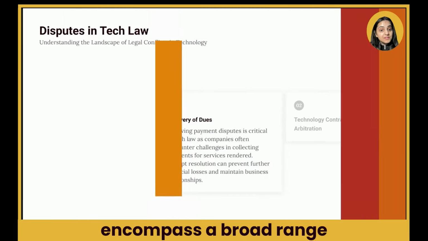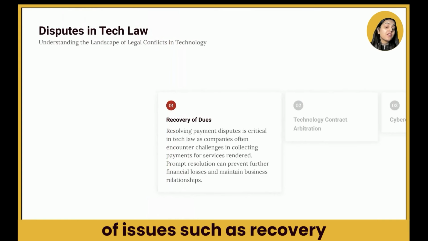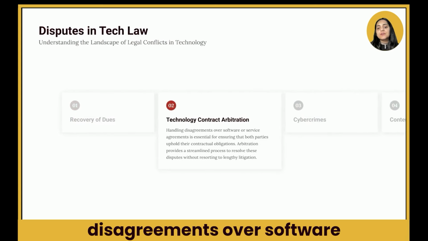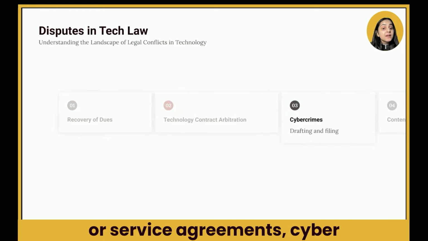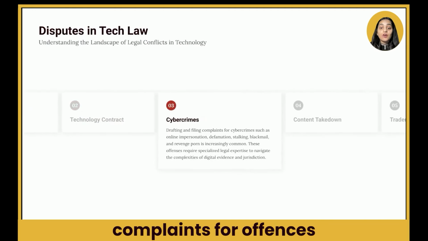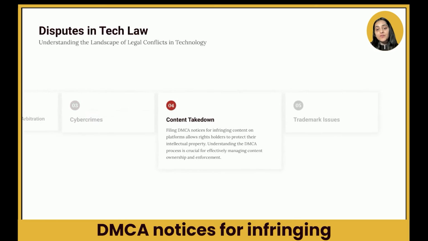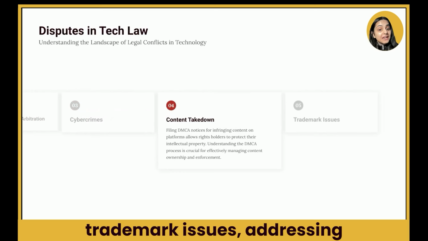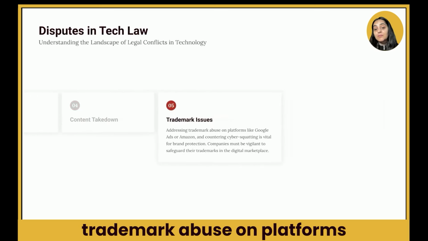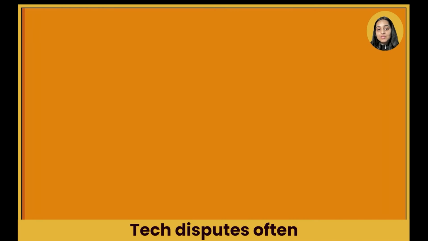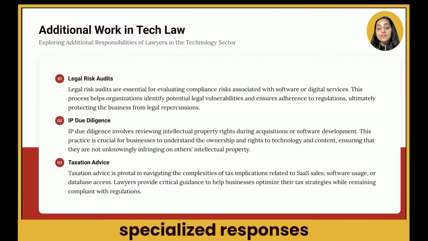Disputes in tech law encompass a broad range of issues, such as recovery of dues, resolving payment disputes, technology contract arbitration, handling disagreements over software or service agreements, cyber crimes, drafting and filing complaints for offenses like online impersonation, defamation, stalking, blackmail, and revenge porn, content takedown, filing DMCA notices for infringing content on platforms, and trademark issues, addressing trademark abuse on platforms like Google Ads or Amazon, or countering cyber squatting.